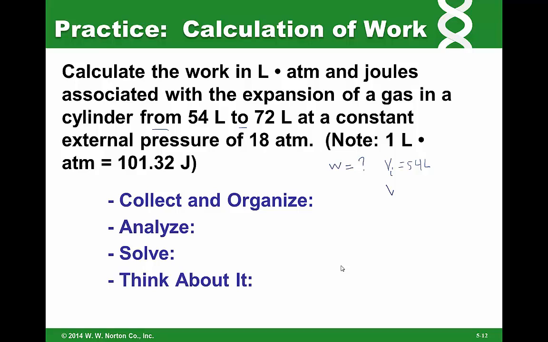So VF is going to be 72 liters. Okay, the other piece of information that we have is that the external pressure, I'm going to write an EX here so that I know that's the external pressure, is equal to 18 ATM. Now, we haven't talked about pressure yet because we haven't done the chapter on gases. That's chapter 6. But ATM is one of the pressure units for gases, and that's called the atmosphere.